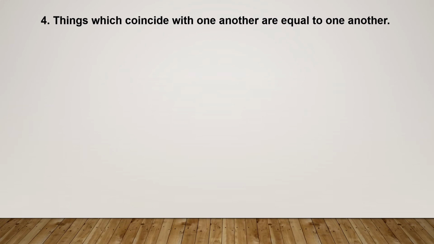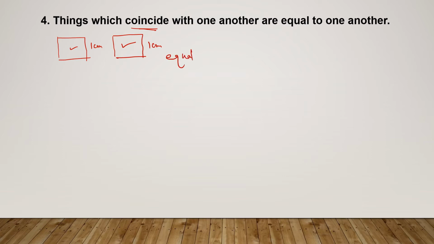The fourth axiom says things which coincide with one another are equal to one another. Suppose we have a square of side 1 centimeter and another square of the same side, 1 centimeter. If I keep this square over the other, it will exactly overlap because for both squares the side is 1 centimeter. When it exactly overlaps, that means it coincides. Both squares will coincide, so we can say that both squares are equal.